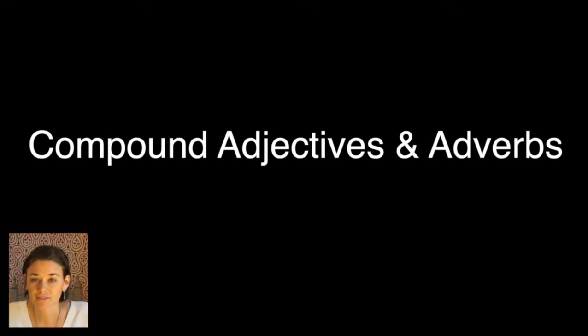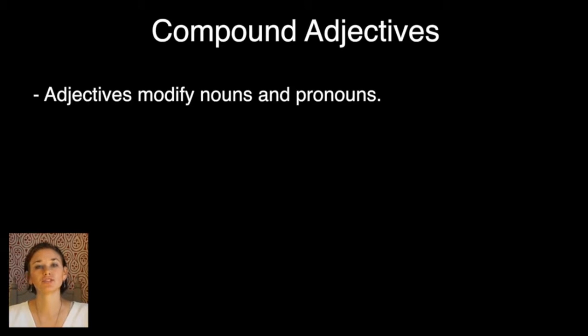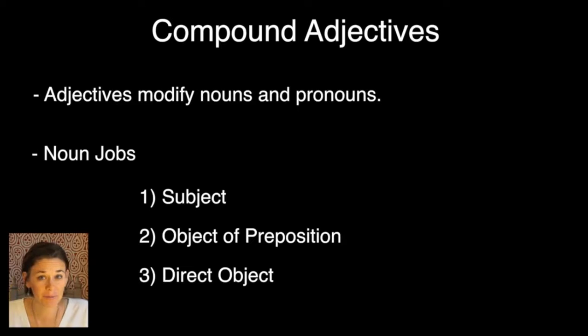Let's start with adjectives. You remember, I'm sure, that adjectives modify nouns and pronouns. And you also probably remember that there are 3 jobs you've learned so far that nouns and pronouns can perform. They can be subjects, they can be objects of the preposition, and they can be direct objects. So those are the noun jobs that we've studied so far, and adjectives can modify any of those nouns.